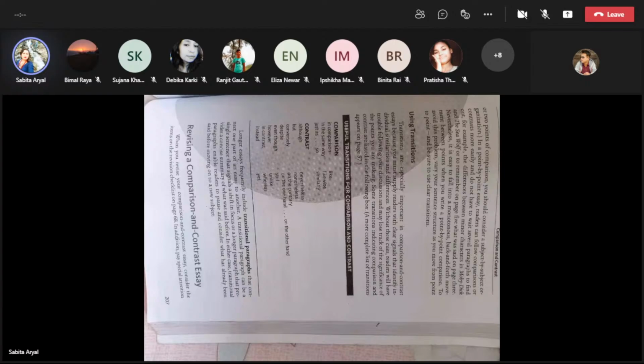Now, use a parallel structure with peer items with items in a series. Example दिएको छ, त्यसलाई तपाईले युज गर्नुस्, हेर्नुस्, read it properly. अब next page number 209. 209 पेज नम्बरमा हेर्नुस् त. एडिटिङ एन्ड चेकलिस्ट. एडिटिङ कसरी गर्ने त कम्पेरिजन एन्ड कन्ट्रास्ट एसेमा?